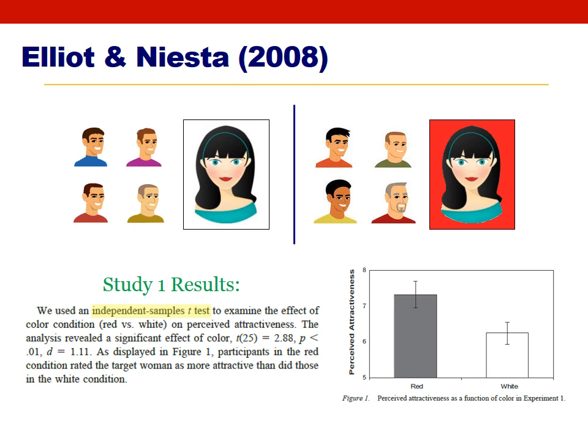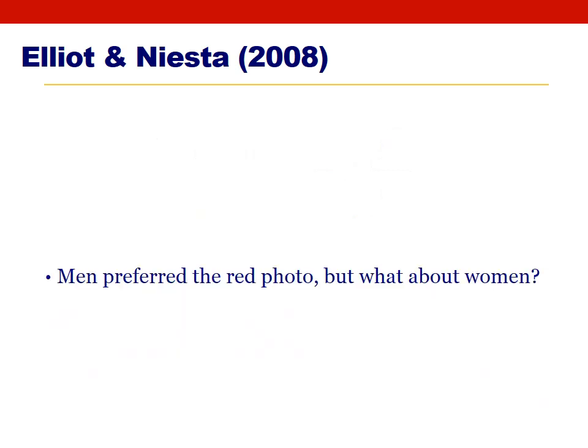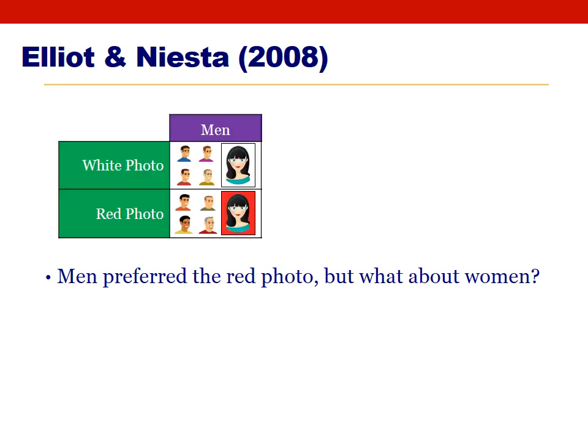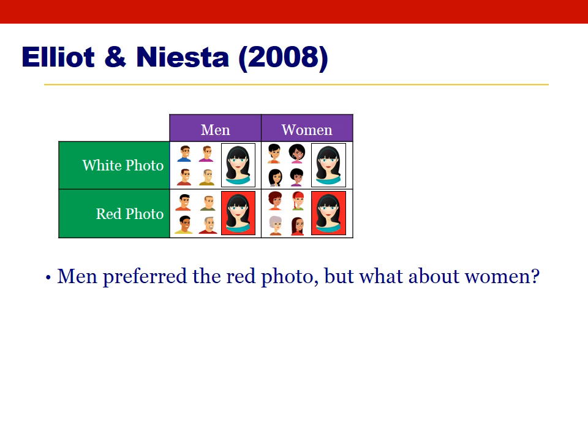So what these researchers then wanted to do was run a second study. The first study suggested that men liked the red photo better than the white one. But what about women? Would women participants show this same preference? Or would they show a different preference? Or maybe no preference between the two photos? So they replicated what they did in study 1. They had one group of men look at a photo on a white background, and a second group of men rate a photo on a red background. But now they also included two groups of women. One group of women saw the white photo, and another group of women saw the red photo.